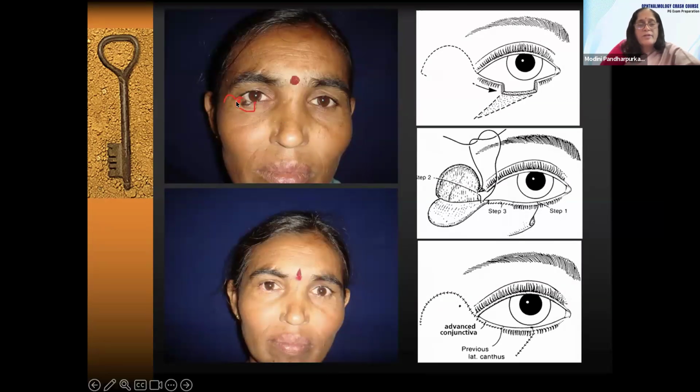So this is an example of Tenzel's. This was a basal cell carcinoma, and you can see the result. This is what we did, pulled in from here. This was the defect created. I don't have the intra-op pictures, and this was the result.